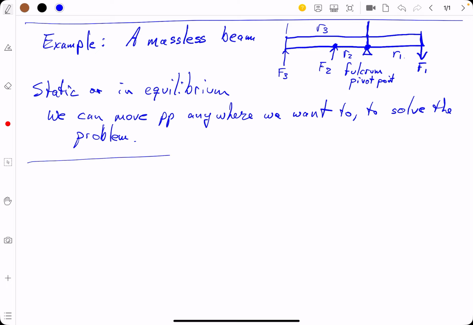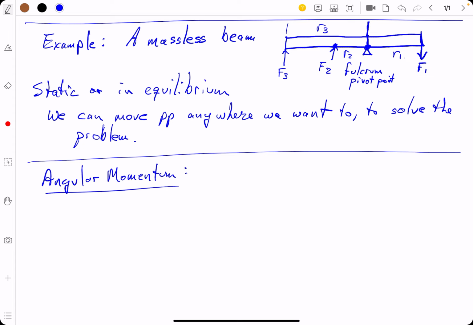Okay, let's move on to angular momentum. Angular momentum, we all know it. It's L, equal to I omega, and it's the rotational analog to linear momentum, which is p equals mv. This is linear, and this is rotational.